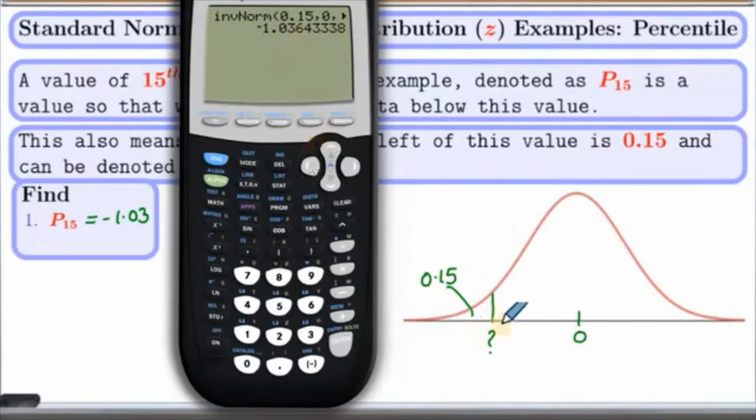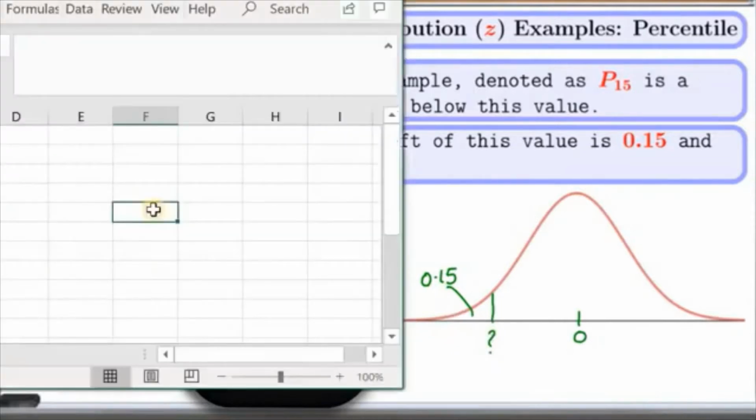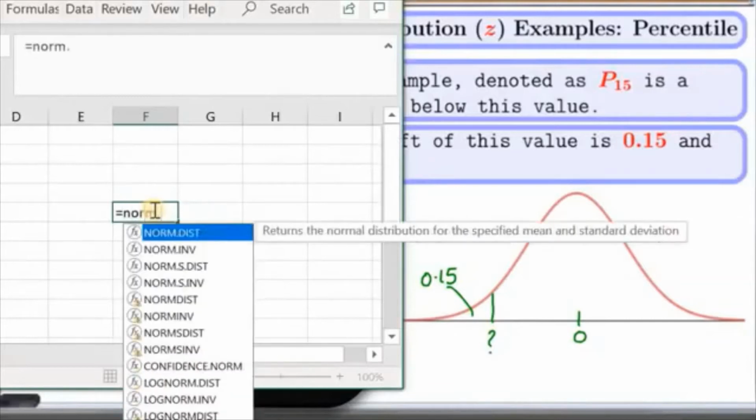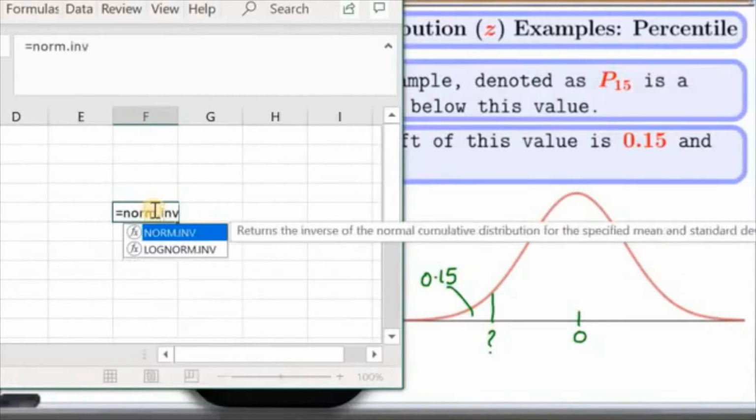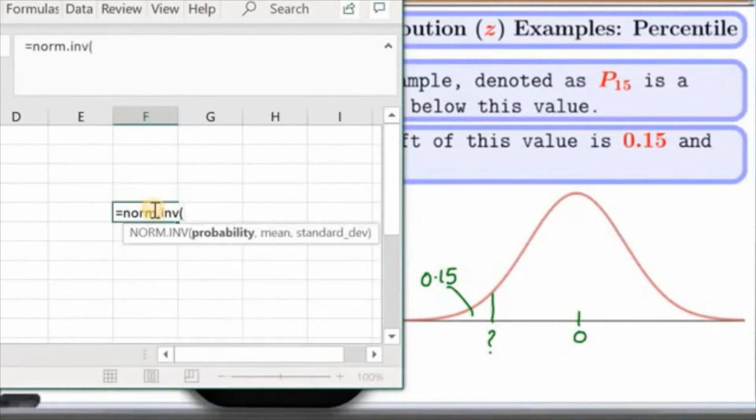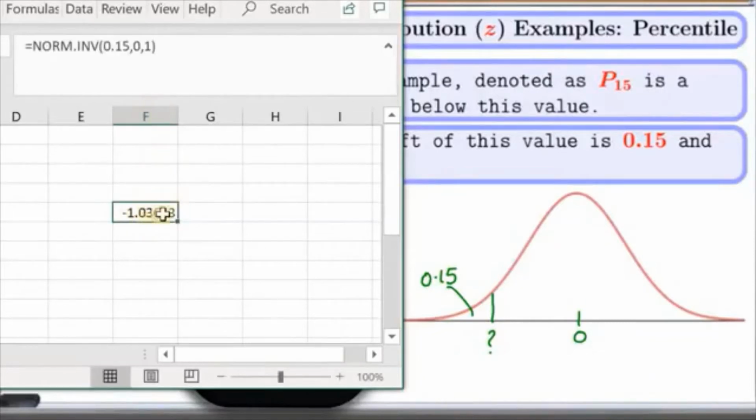Now let me show you how to get this value here using Excel. For that, type in equals, then type in norm.inv, then put your parentheses. Here it will take area to the left, which is 0.15, and our mean is 0 and standard deviation is 1. Then close your parentheses, then hit enter. This is what we got using Excel, and this is exactly what we got using calculator and table.